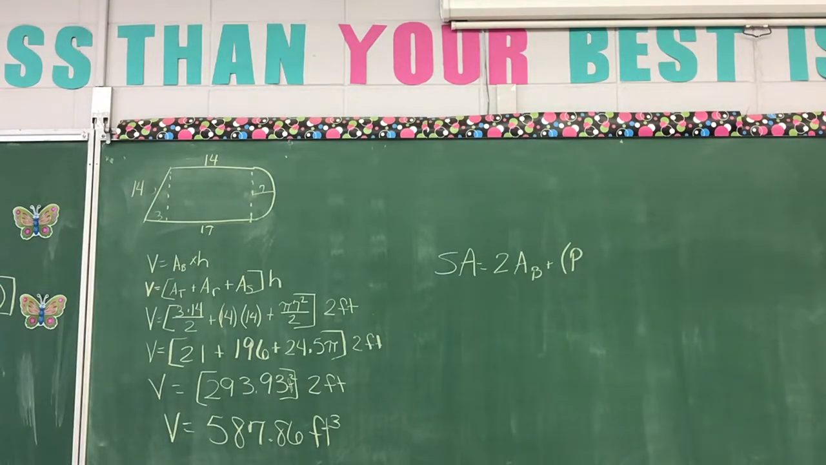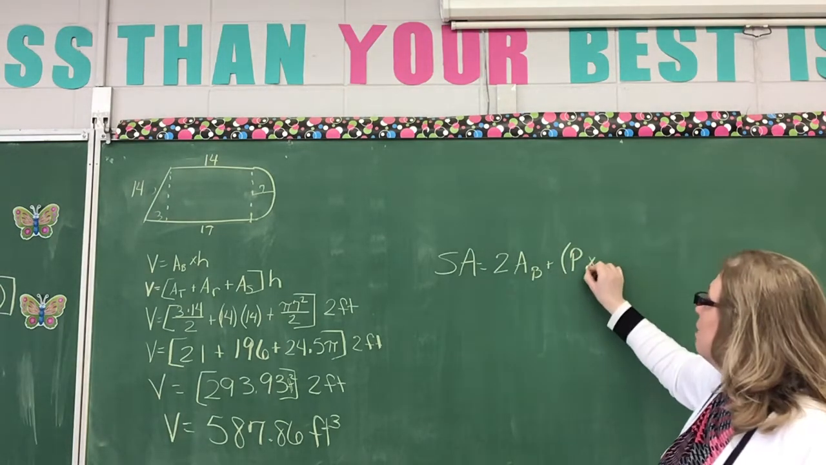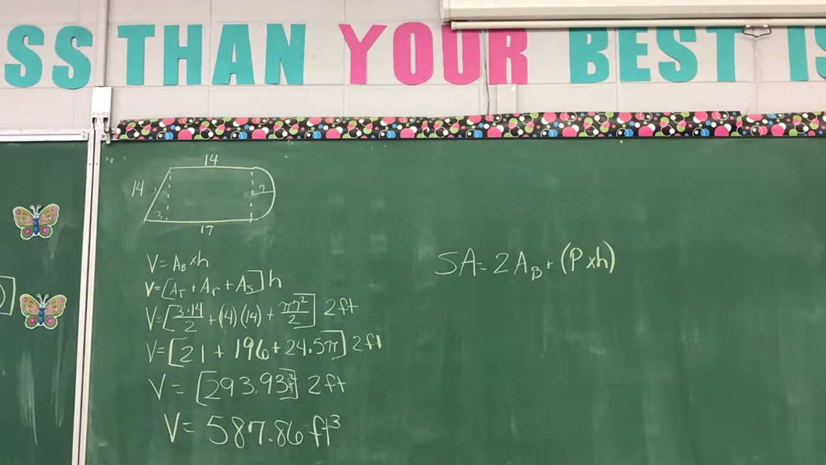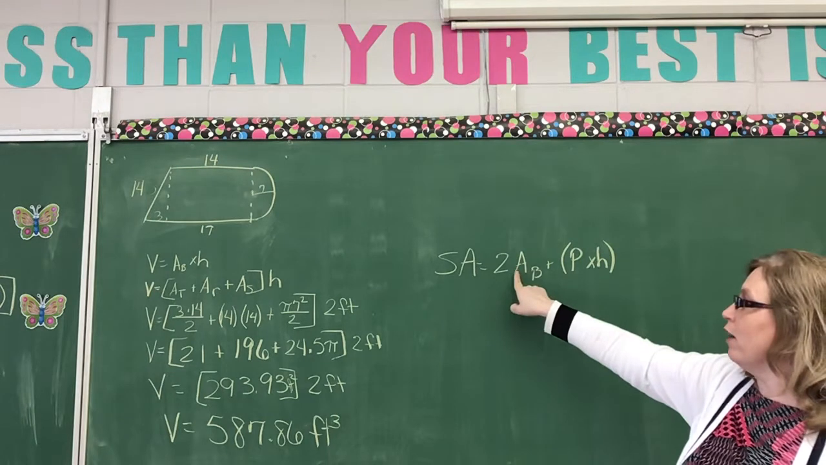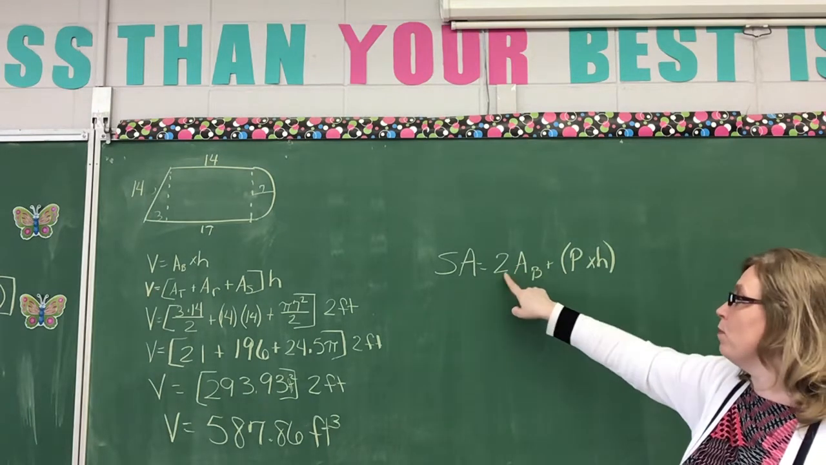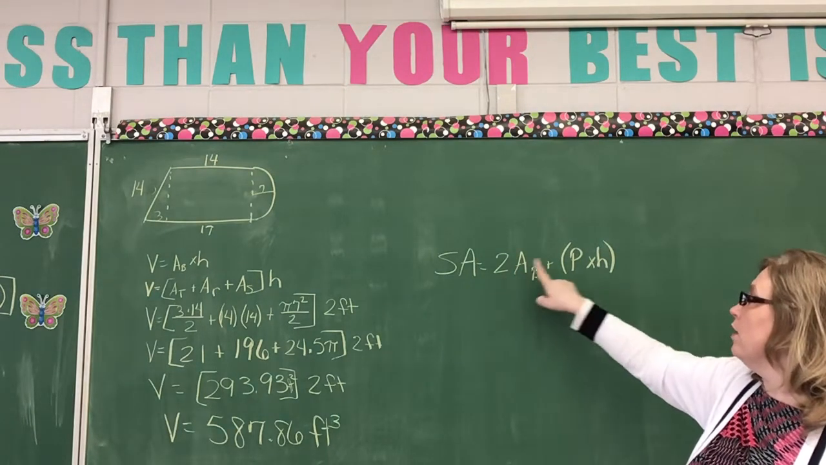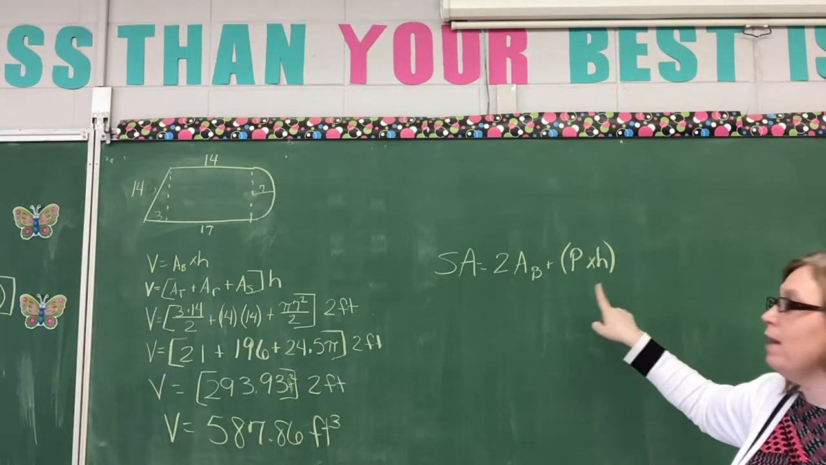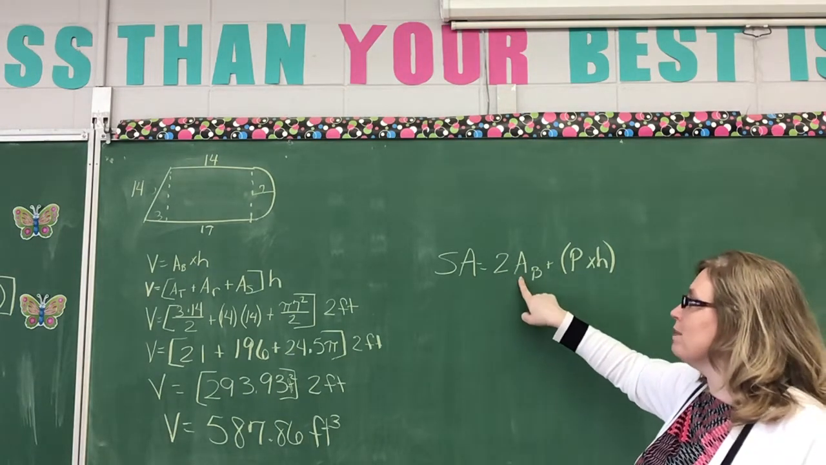We're going to take the perimeter times the height. Okay, that's how we're going to find the surface area of this. So we're going to find the area of the base, multiply that by 2, then take the perimeter and multiply that by the height. Okay, why? 2 times the area of the base.